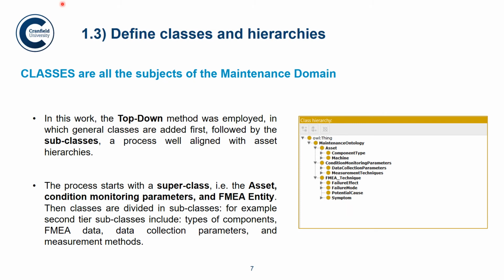The techniques used to define class hierarchies are top-down, bottom-up, and mixed. In this work, the top-down method was employed, in which general classes are added first, followed by subclasses, a process well aligned with asset hierarchies. The process starts with superclasses. For example, the main classes are asset, condition monitoring parameters, and FMEA techniques. Then, the classes are divided into subclasses. For example, the subclasses for FMEA techniques are failure effect, failure mode, potential causes, and symptoms.